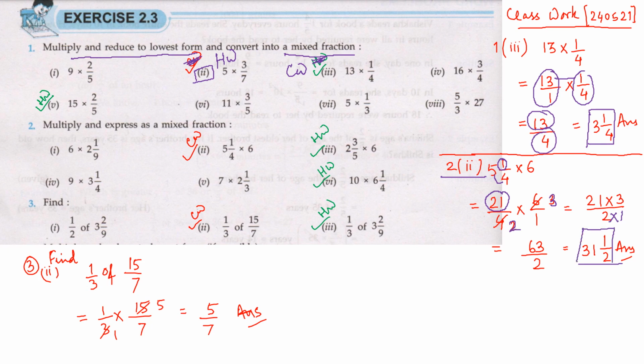Third one, second part, find 1 by 3 of 15 by 7. So simply multiply 1 by 3 into 15 by 7. 3 ones are 3 and 3 fives are 15. 5 ones are 5 and, sorry, 7 ones are 7. So this is your answer.